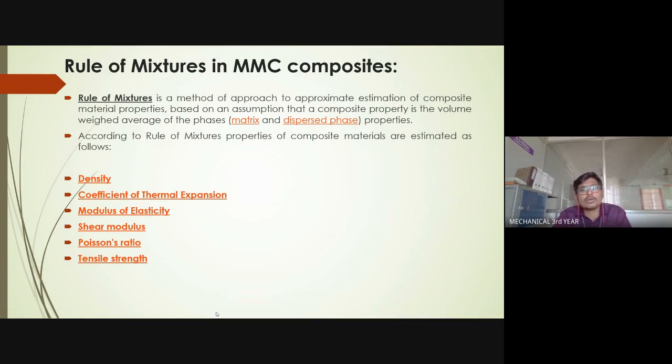According to the rule of mixture, properties of composite materials are estimated as follows. We have to consider these properties when going in for the rule of mixtures. The first thing is density. Density is nothing but your packing, so packing has to be considered, and coefficient of thermal expansion. When your particular component is subjected to heat, the expansion has to be calculated beforehand. Modulus of elasticity, how much elastic property it has, has to be taken into account. And we have shear modulus, Poisson ratio, and tensile strength. These things have to be considered before mixing your reinforcement with your matrix. So this is the rule of mixtures here.